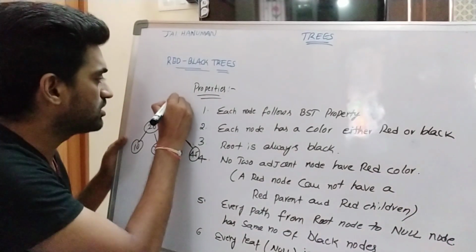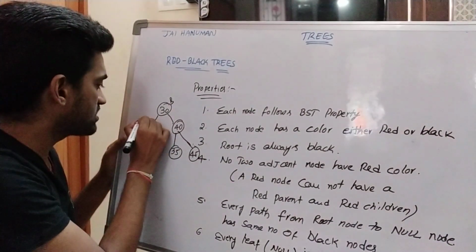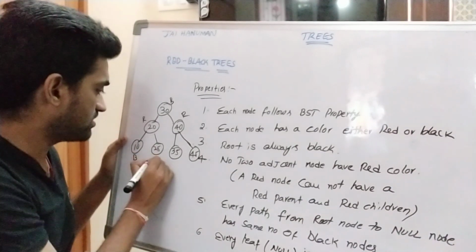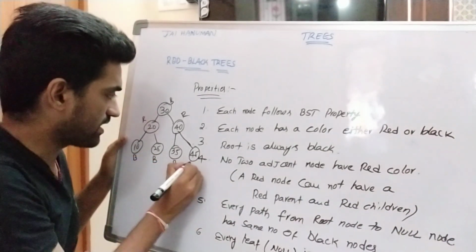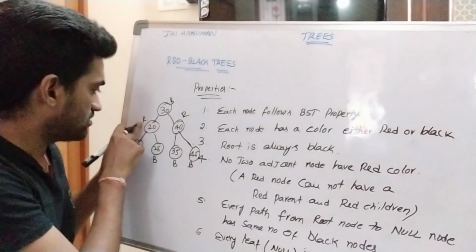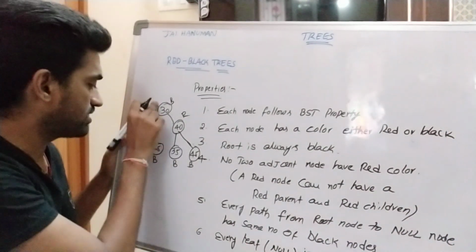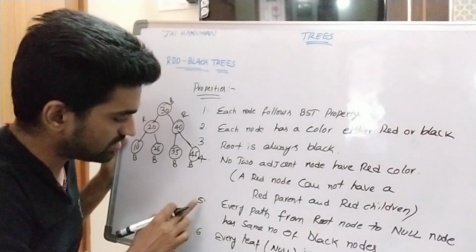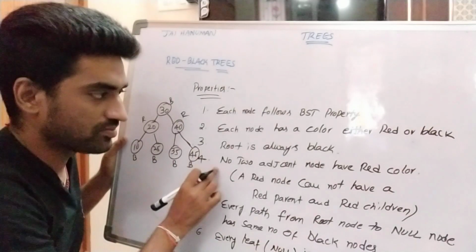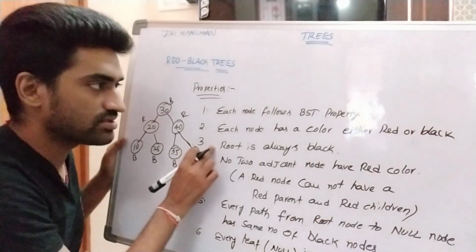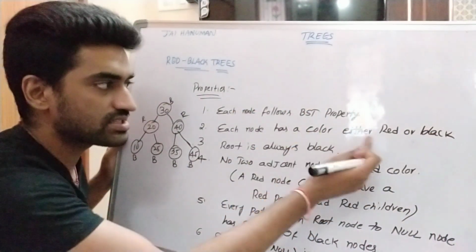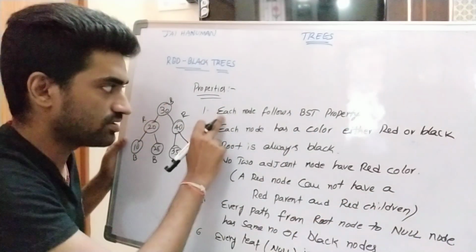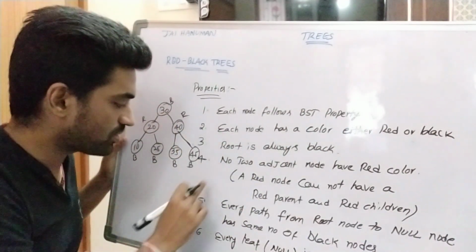Right? So here I am labeling the root is always black. So suppose I am considering this is red, this is red, this is black, black, black. So a red node cannot have a red parent and red children. So that's why this tree satisfies property number 4. Root is always black. So this property is also satisfied. So each and every node has either color red or black. This property is also supported by this tree. Each node follows the BST property. So 4 properties are satisfied.